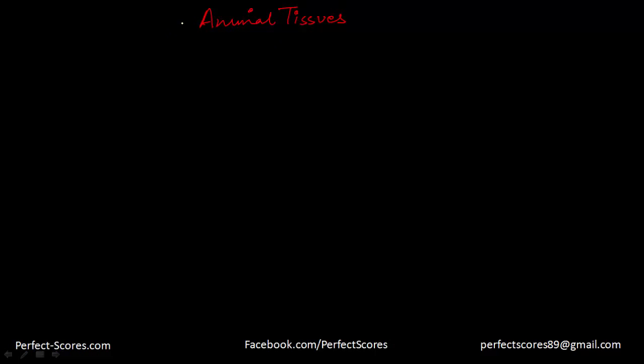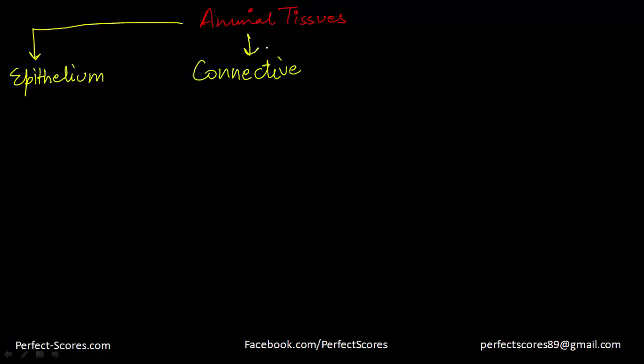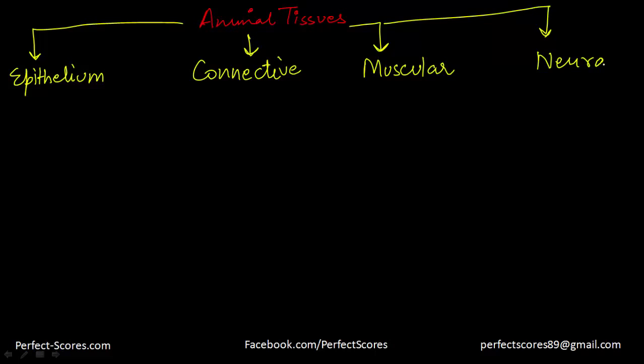So the first one is known as epithelium, or you can also call it epithelial tissue. The next one is known as connective tissue, for example, blood. The next one is muscular tissue. And the fourth kind of tissue in animals is known as neural tissue, that is present in the nervous system of the body. Now further, these tissues are classified.